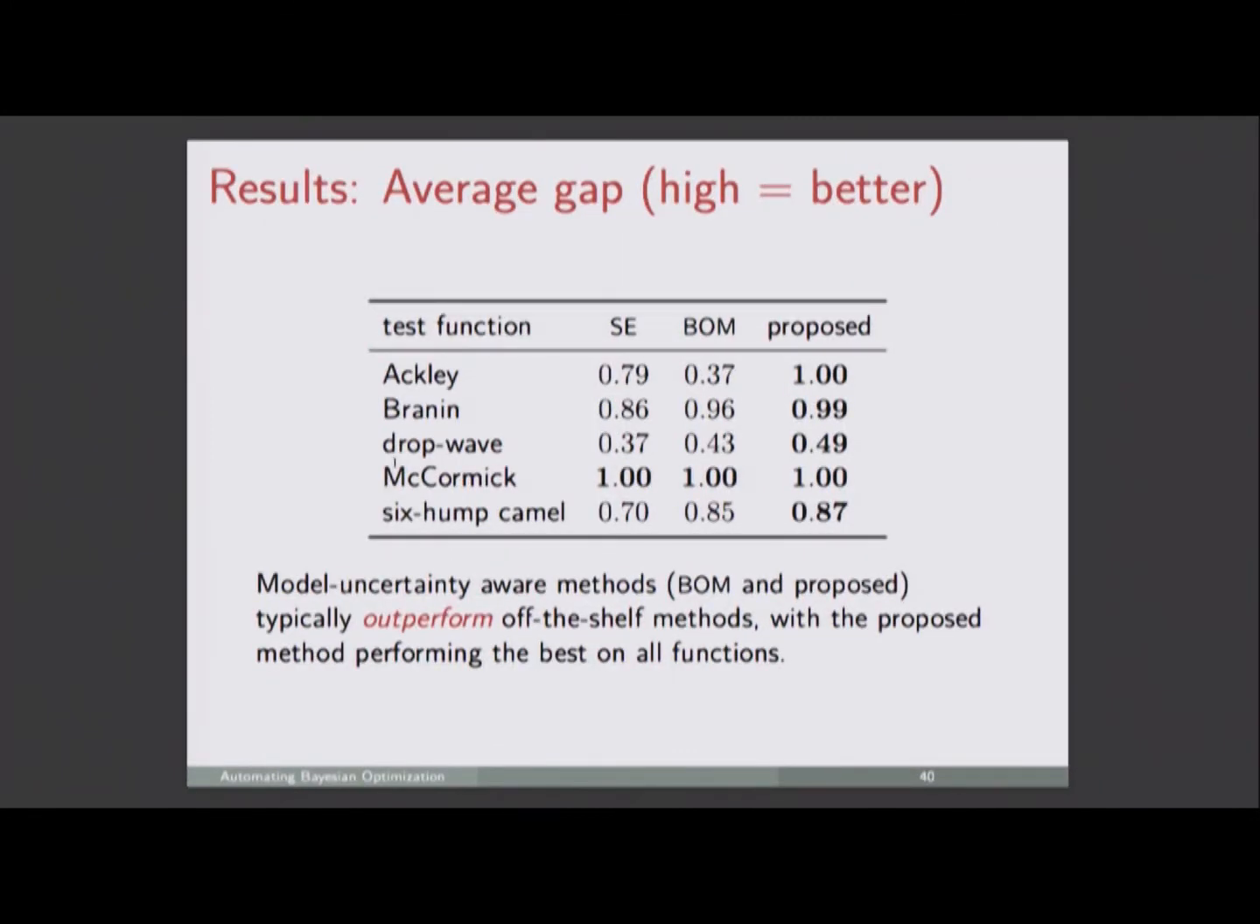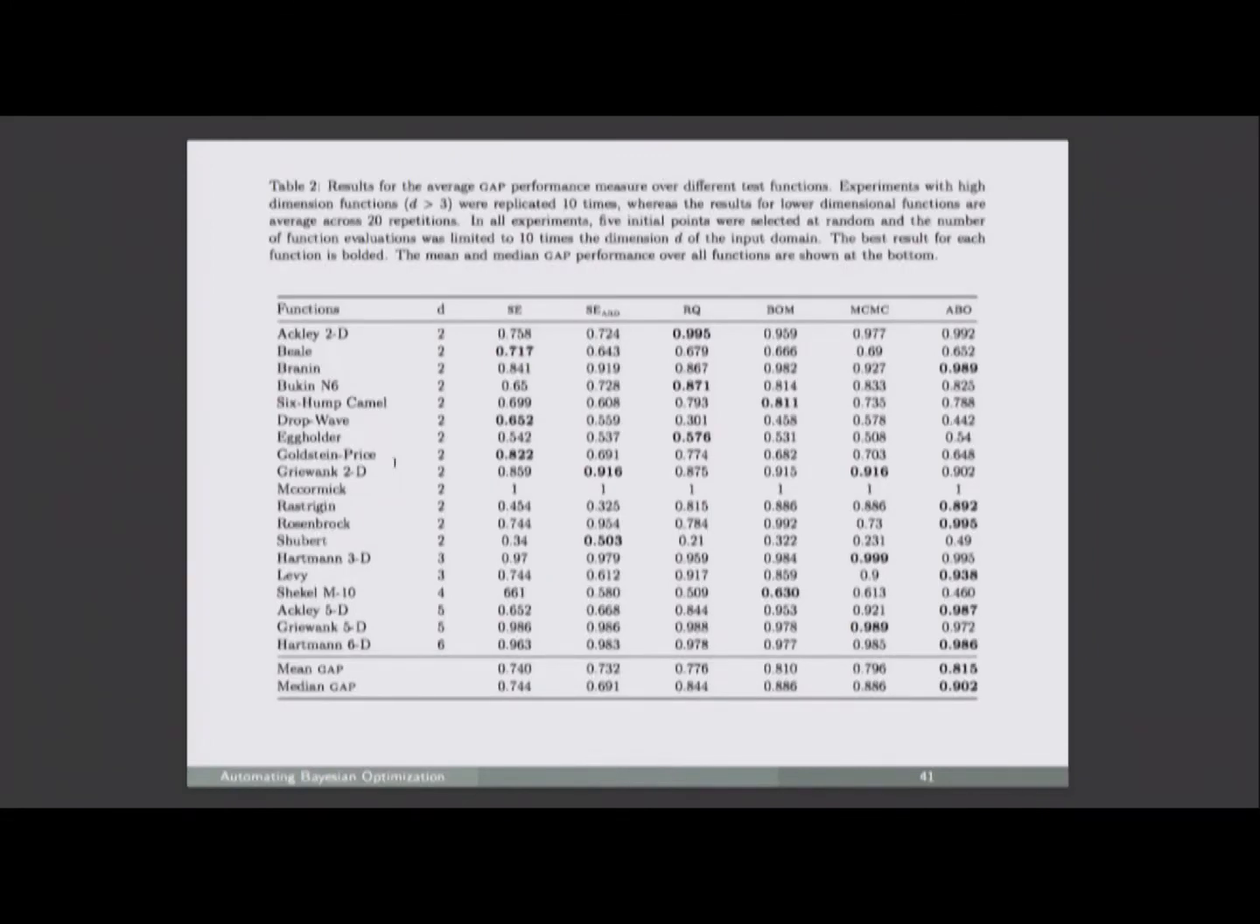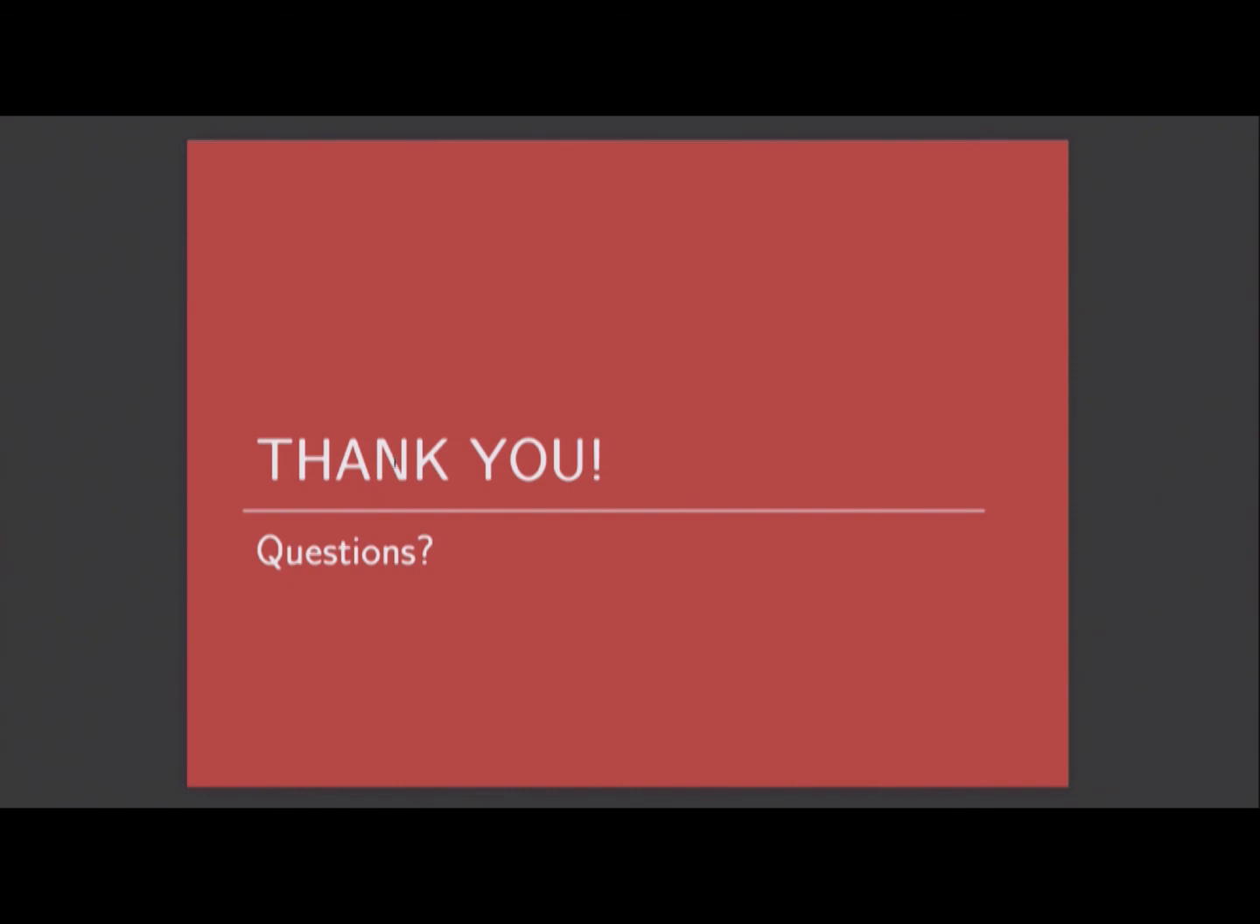The takeaway messages are that the methods that can represent uncertainty in the choice of model tend to do better. Also, our procedure, which uses this BOMS procedure to automatically and dynamically curate this bag of models, seems to work the best. So this is one step in the direction of this overall vision of a fully automated pipeline for active learning and Bayesian optimization. I think there's quite a lot of work still to be done, but I thank you for your time, and I'll take any questions.